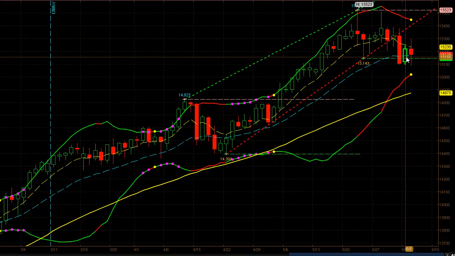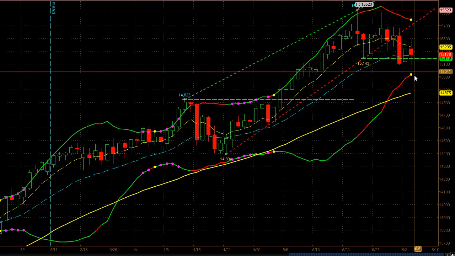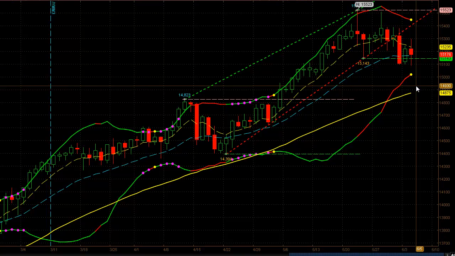But right now, our indicators are saying that the higher probability direction today is for it to trigger to the downside. But that can change a lot.